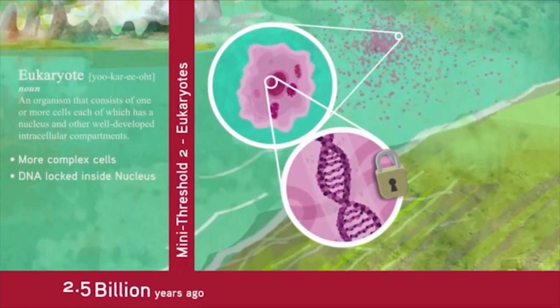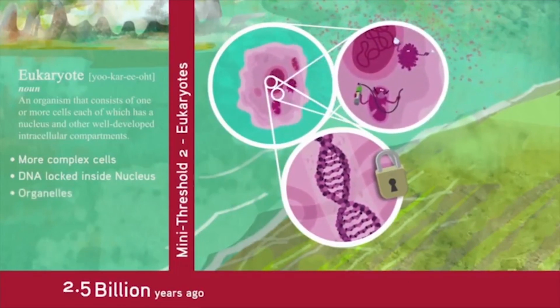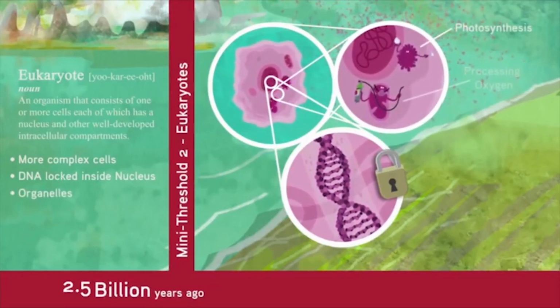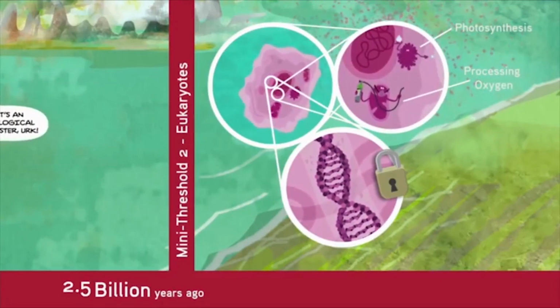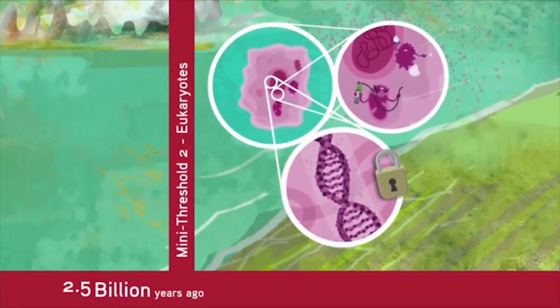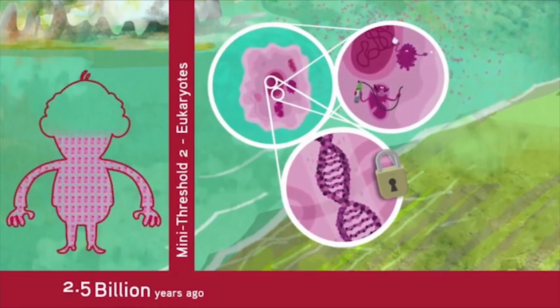Eukaryotes also contain tiny organs called organelles. Like the organs in your body, they perform special functions such as photosynthesis or processing oxygen. This meant that eukaryotes could thrive in Earth's increasingly oxygen-rich atmosphere, while many prokaryotes perished. That's a pretty important development, since we are made entirely of eukaryotic cells.